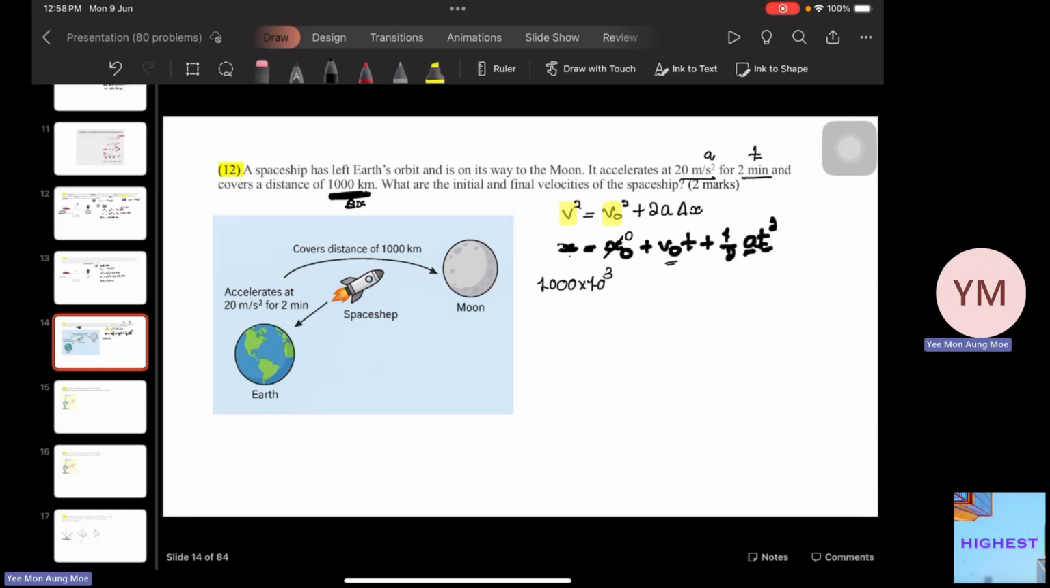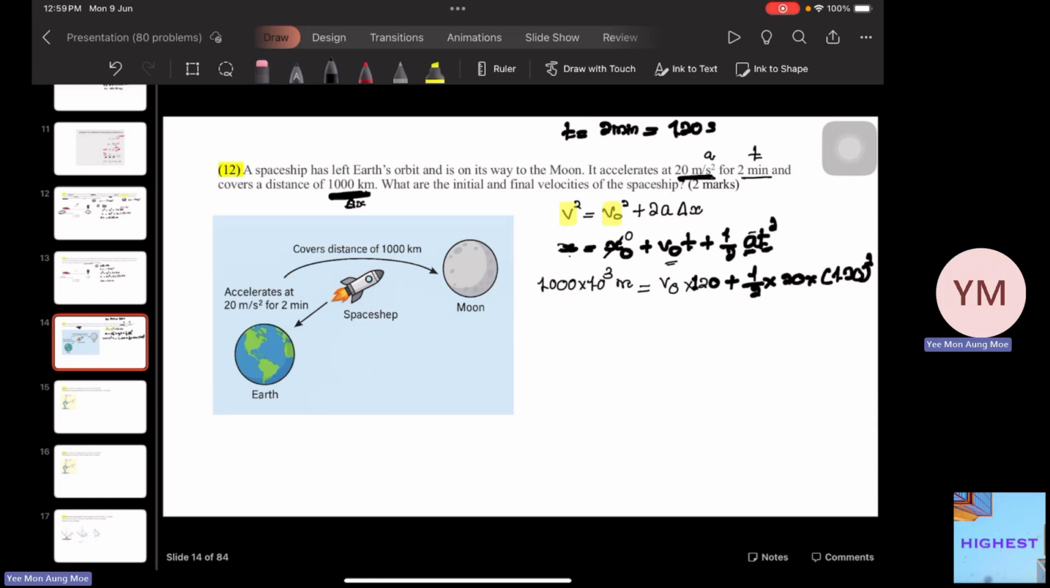Let me change it to 1000 meters, and that equals v naught t. v naught is what we want to get, and the time is given as 2 minutes. We need to change it because we want the unit meters per second, since the acceleration is in meters per second squared. So 2 minutes equals 120 seconds, right? So 120 times v naught plus one half times the acceleration, 20, times 120 squared.